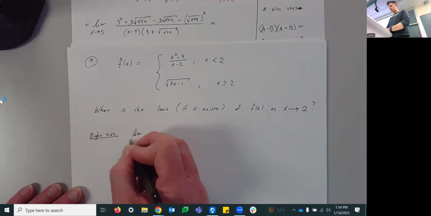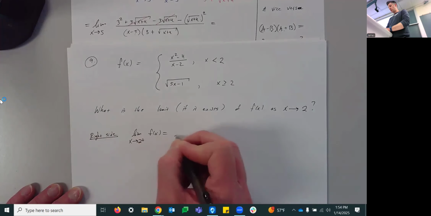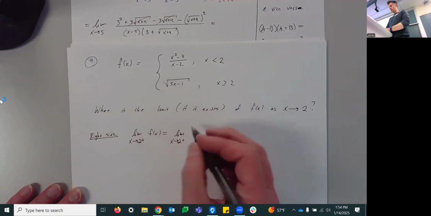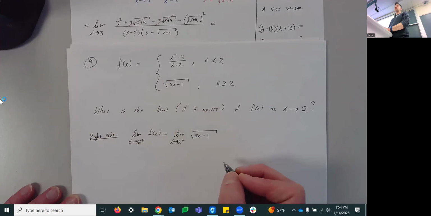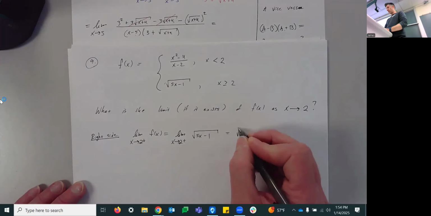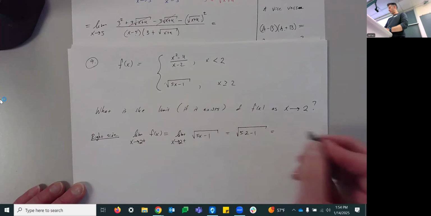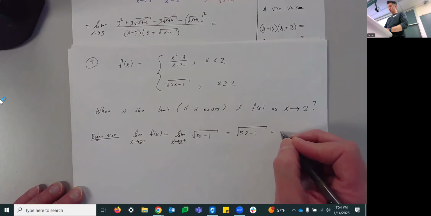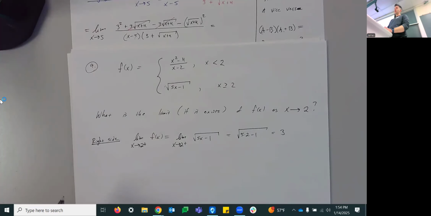So limit as x approaches 2 from the right, I'm going to have to use the piece of the function where x is larger than 2. So that's going to be this square root piece right here. So I'm going to do the square root of 5x minus 1. This is a nice situation where we just get to sub in what x is going towards. We get the square root of 5 times 2 minus 1, which is the square root of 10 minus 1, square root of 9, which is 3. Great. Let's look at the other side.